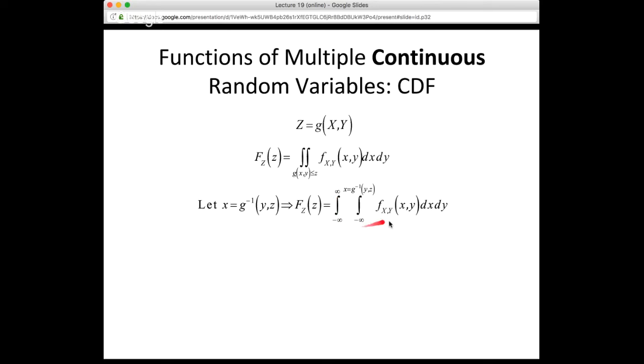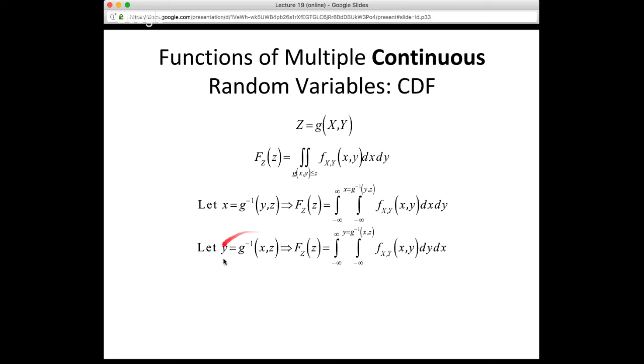So we're going to integrate over all of Y, from -infinity to infinity, and for each value of Y in this integration, we calculate the upper limit based on the solution X equals g inverse of Y comma Z. So we're determining each value of the upper limit based on the value of Z that's been given, and the value of Y that we're integrating over in the outside integral. We could have just as easily solved for Y as an inverse function g of X and Z. There's really no reason why it has to be X here.